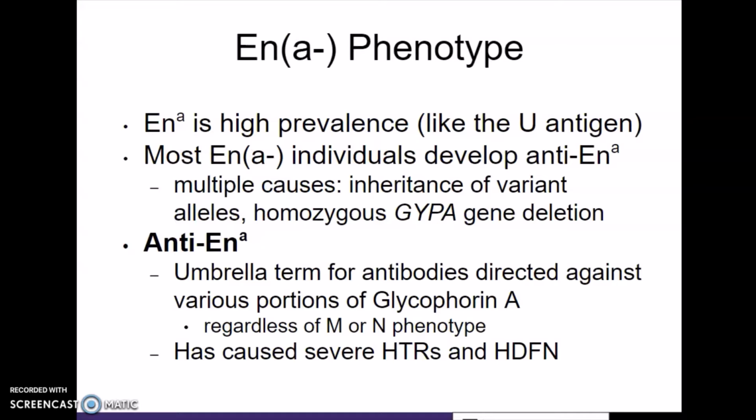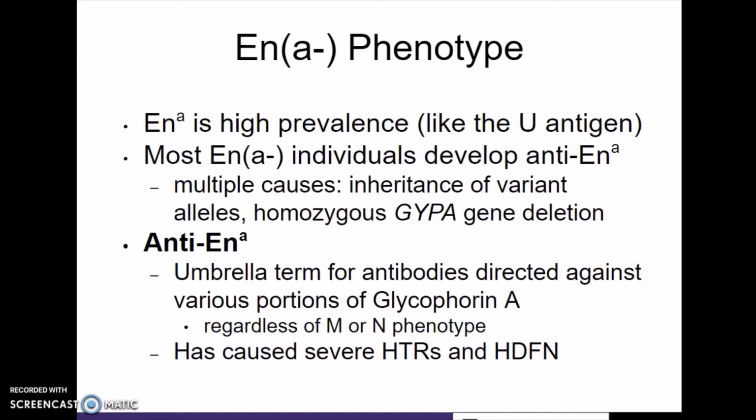Okay, ENA, the EN is for envelope. It's a high prevalence antigen. Much like the U antigen, most ENA-neg individuals can or will develop this anti-ENA. There are multiple causes of this phenotype, which leads to the development of this antibody. These include inheritance of variant alleles that can be homozygous or heterozygous, inheritance of multiple variant alleles, and homozygous glycophorin A gene deletion. With these individuals, you'll often see that they are M-neg, N-neg, and the reason for that is that they are missing that gene.